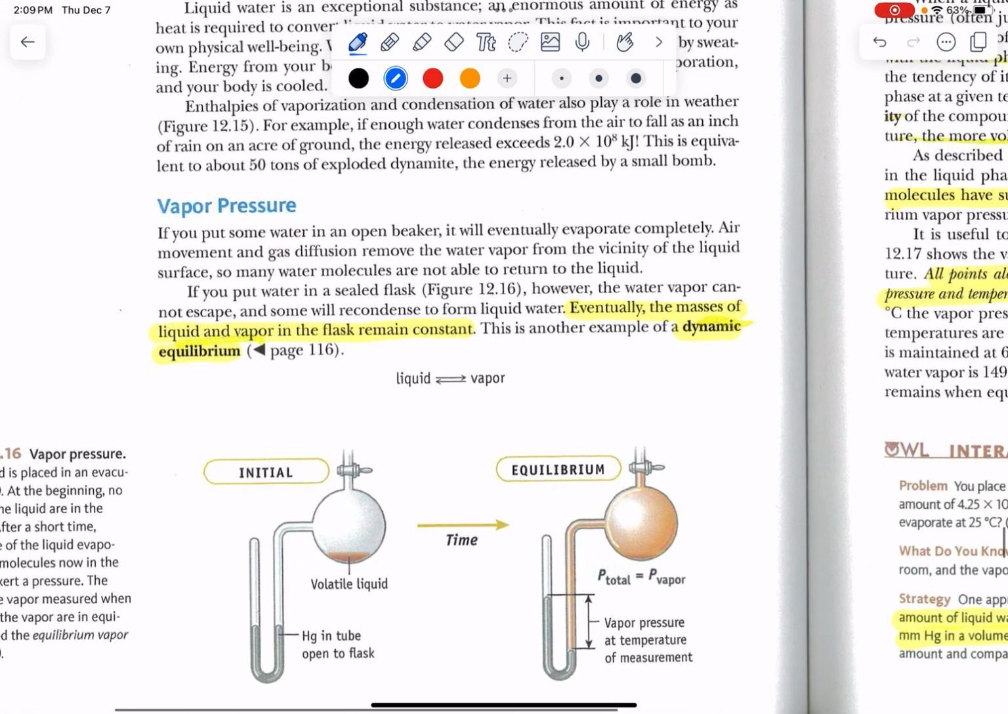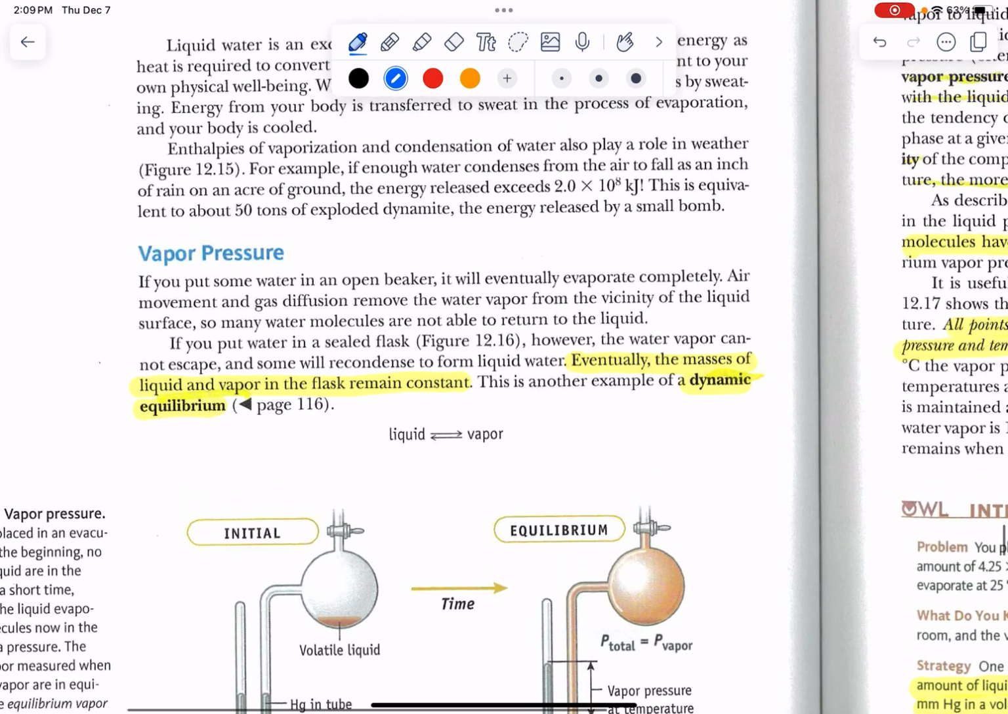Let's talk about vapor pressure a little bit. Before I do that, I wanted to mention something right here. If enough water condenses from the air to fall as an inch of rain on an acre of ground, look at the huge amount of energy. Notice that it's in kilojoules. So basically, we're talking about 0.2 billion kilojoules of energy being released.